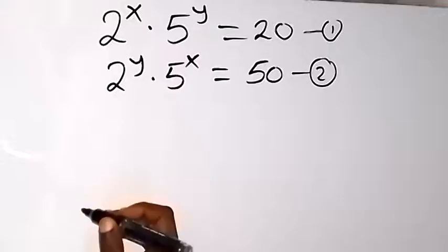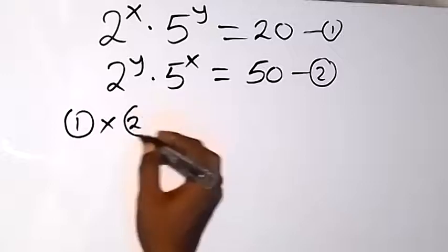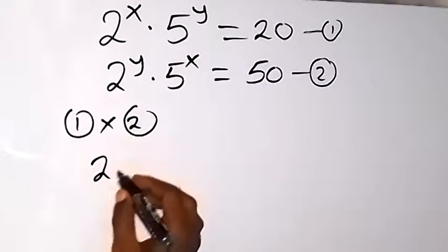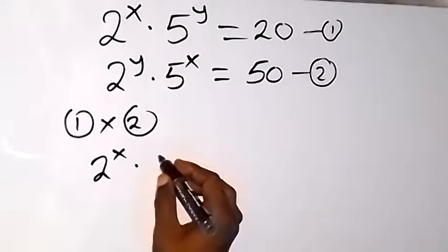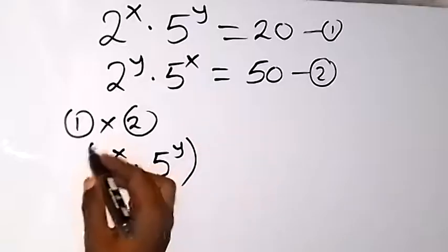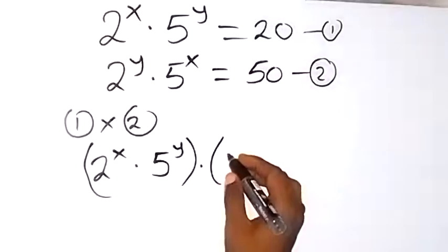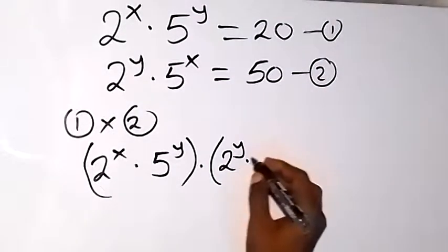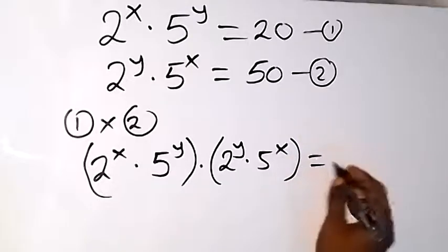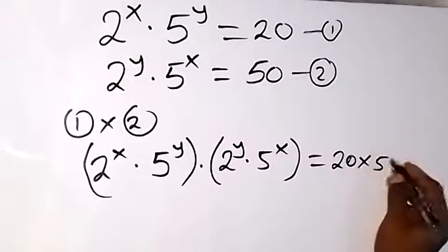So let's multiply the two equations, equation 1 multiplied by equation 2. And this will give us 2 raised to power x multiplied by 5 raised to power y. Then the left hand side of equation 1 will multiply the left hand side of equation 2, which is 2 raised to power y times 5 raised to power x. Then the right hand side also multiplies, that's 20 multiplied by 50.